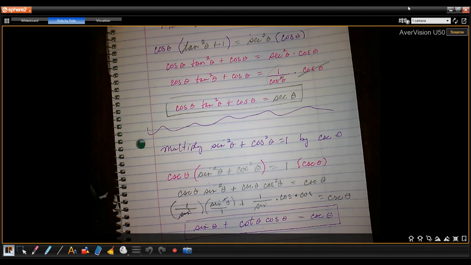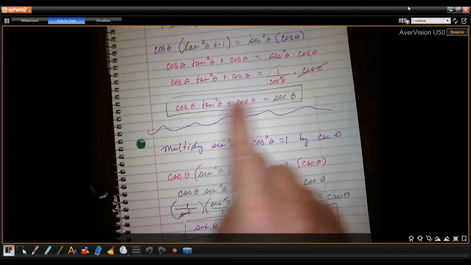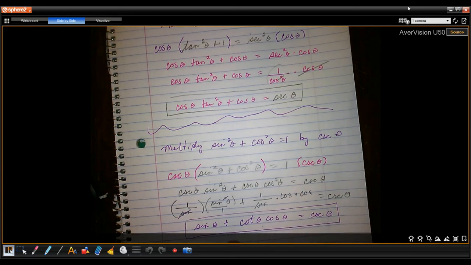So this whole lesson is about simplifying and creating new trig identities. So this really is another trig identity. This is another trig identity. So we could do this all day long. So there's an infinite number of trig identities.